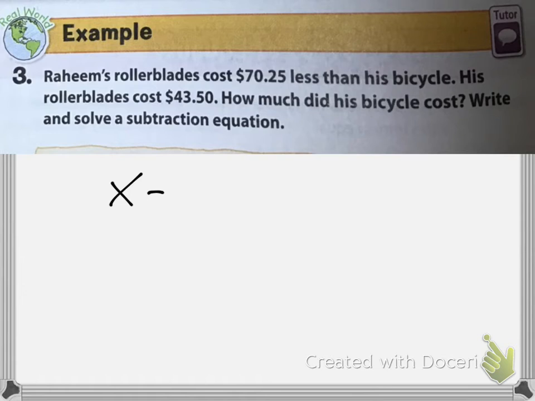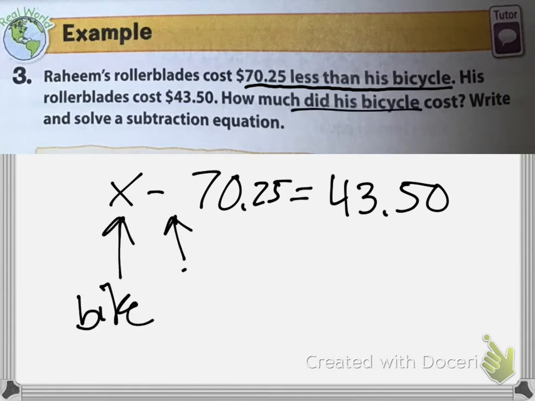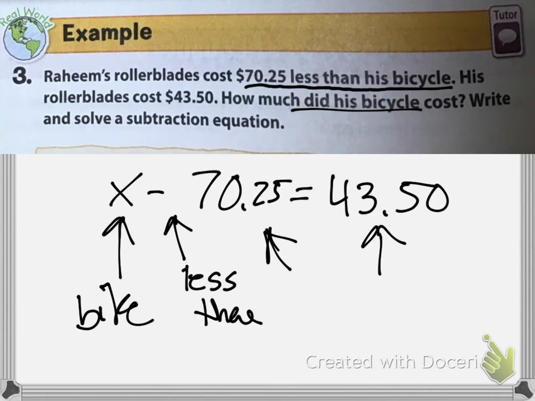Technically, it's not wrong. But I want it to be written in the other way. I want to know, Lennox, how am I going to write it? You're gonna write 43.50 equals x minus 70.25. So we see the rollerblades cost $70.25 less than his bicycle. We don't know what his bicycle cost. That's his bike. This means less than, and that's where our answer is, and it's equal to that.